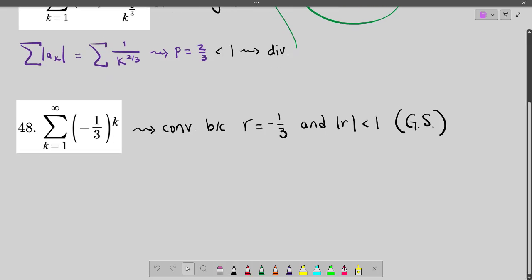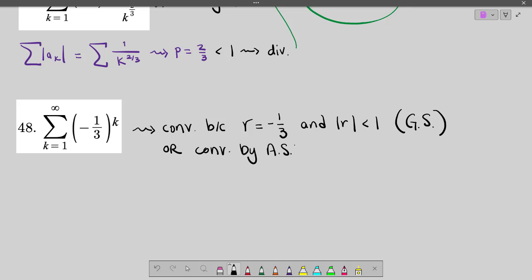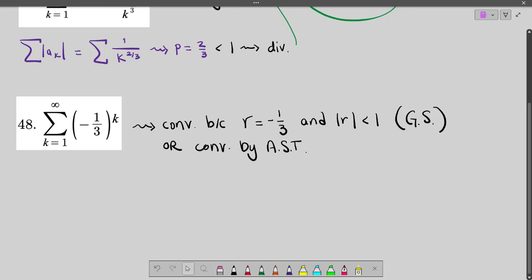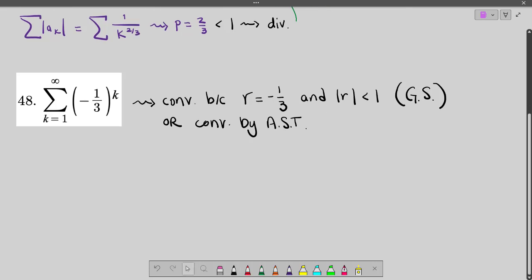Okay, so we've got a convergent alternating series. You could also use the alternating series test here, but because it's a geometric series, we could actually bypass the AST. So that's one reason. You could also say, or converge by AST. You take the limit of this, and it's going to go to 0, and the terms are getting smaller. As you multiply by 1/3 repeatedly, you're going to get smaller.